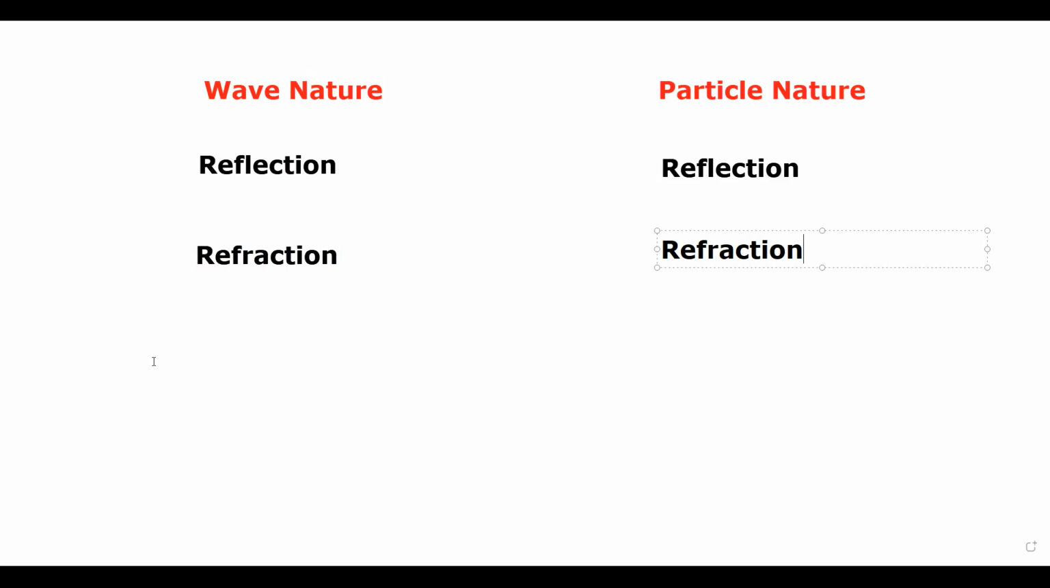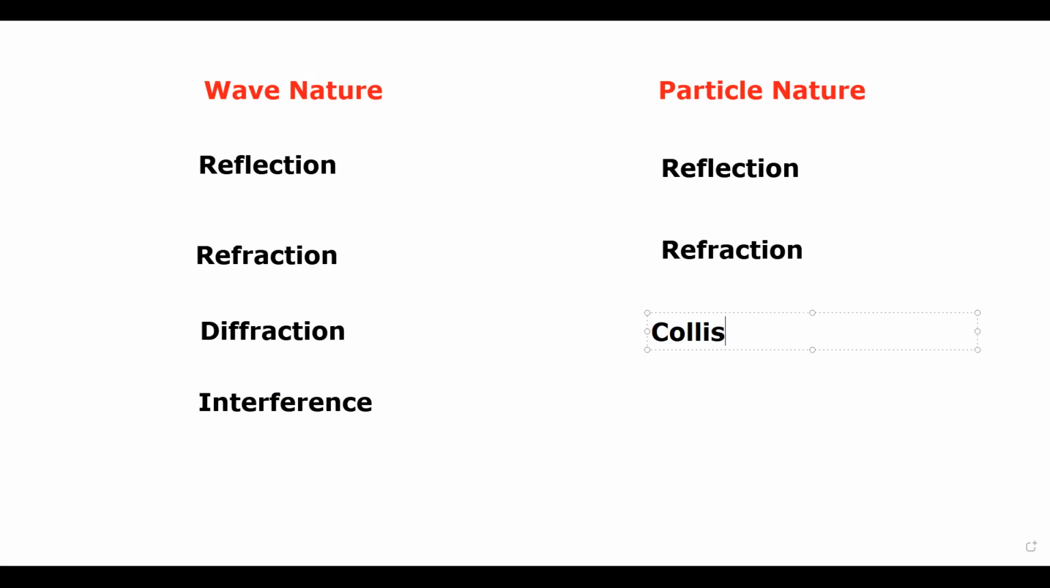But what about diffraction? Diffraction is totally a property of a wave. It is not a particle property. That's why electron diffraction suggests that the electron is acting like a wave. Interference or superposition is totally a property of a wave. For particles, collision can happen, but particle interference cannot happen. It's not like particles interfere and give rise to another particle.